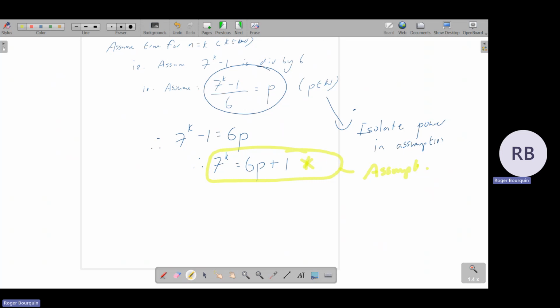Where n is equal to k. We should have said here, k is an element of the natural numbers. Then, because we said it's divisible by 6, there must be some natural number out there. If I divide by 6, it's equal to that natural number. Then, before we do the proof, isolate a power. That's generally the best method that works.